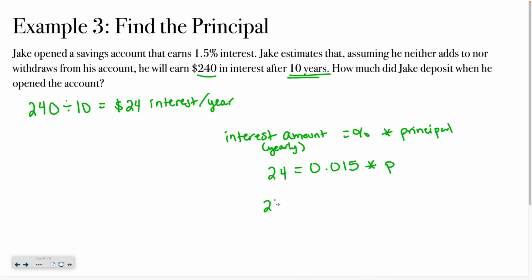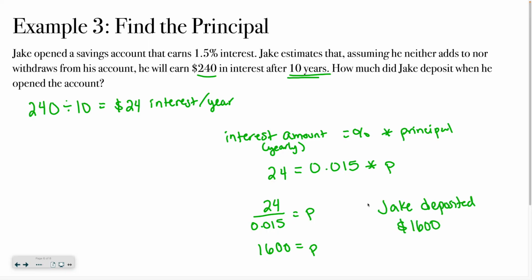And what I need to do is take 24 and divide by that decimal in order to get the principal amount. And when I divide, I end up with $1,600 as the principal amount. So I would say Jake deposited $1,600. And that right there would be my final answer.